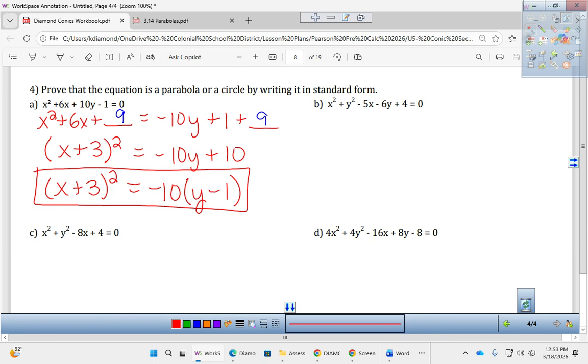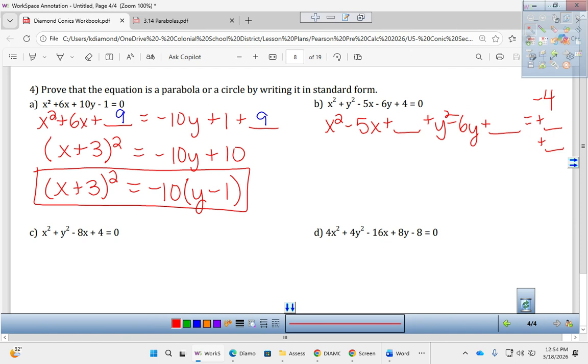All right, letter B here. This is a circle because I have 2 squared terms. So I'm going to rearrange here a bit. I'm going to have to complete the square for x. I'm going to have to complete the square for y. And then that positive 4 is kind of out there on its own. I'm going to move it to the other side by subtracting it, and then I'm going to have to add 2 numbers to this as I'm going to complete the square twice.